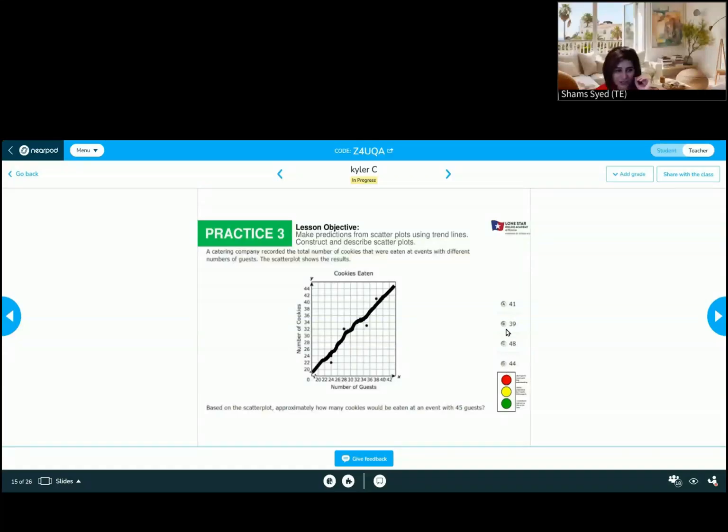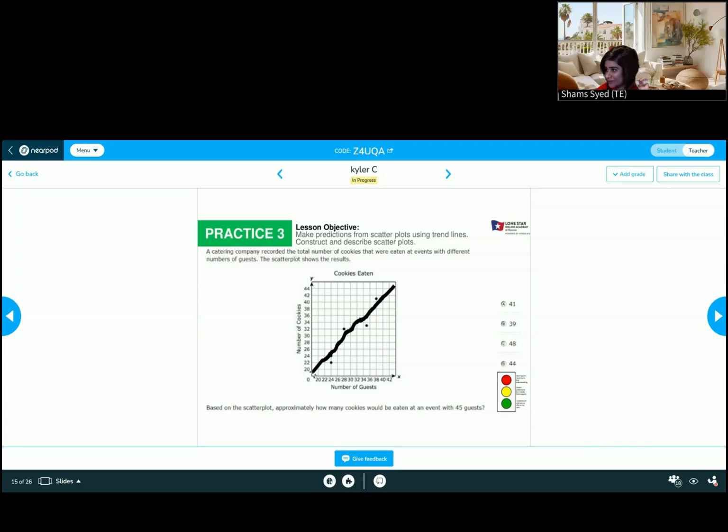Then which answer seems to be the best answer for 45 guests? But notice when the number of guests is 44 over here, Kyler, your graph is already higher than 44. Your graph is already higher than 44 for just 44 guests. But remember, there are 45 guests. Safa thinks 48 looks right.